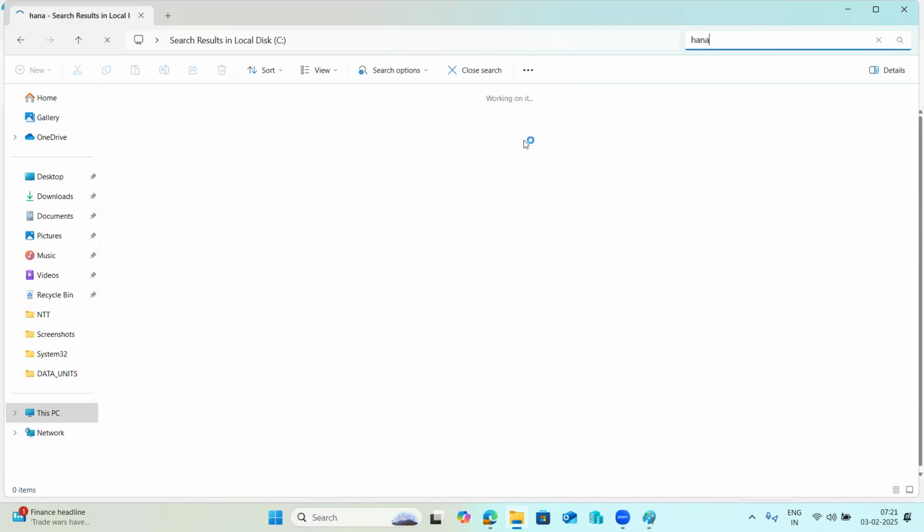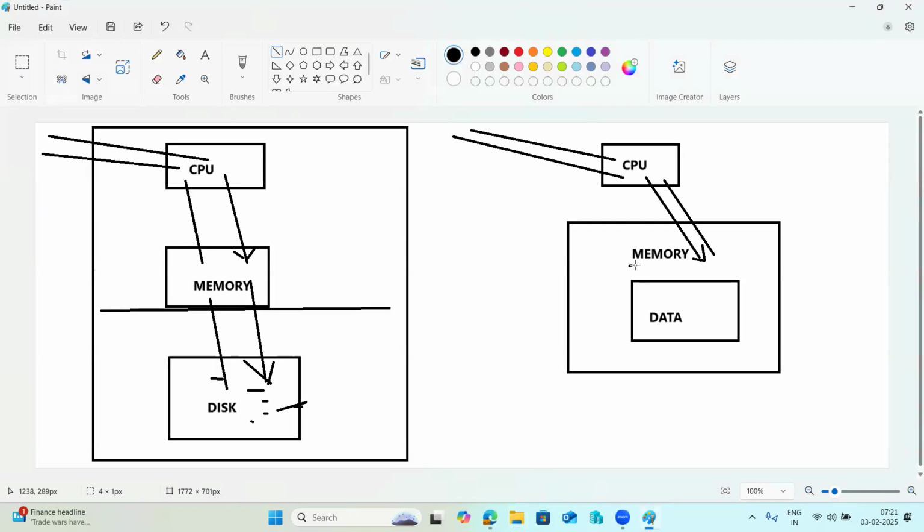So at the same time, if you use the in-memory concept in the HANA database, in a fraction of milliseconds you will get the response from the data level. Why? Because the data is stored in the main memory level. That is the main reason here, right? So coming to the HANA, so now you got it.